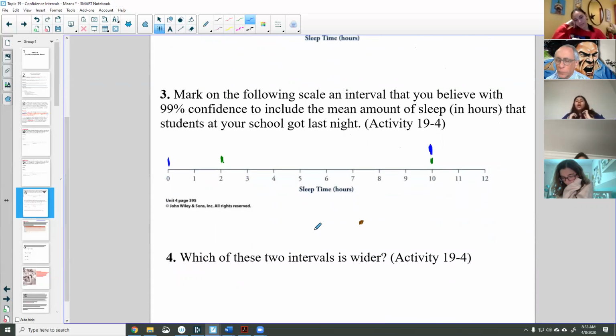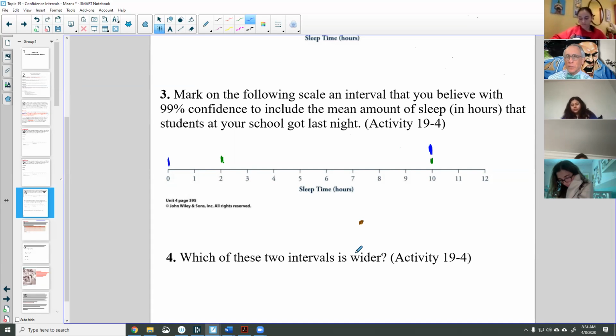Which of these 2 intervals is wider, the 99 or the 90? 99. Why? Because it's bigger. Well, that's true. It is. Okay. So can you put in words why that makes sense? Because the larger it is, the more confident you are. So you have to have a greater range in which the actual value can lie. Yeah, I think that makes some sense, right?